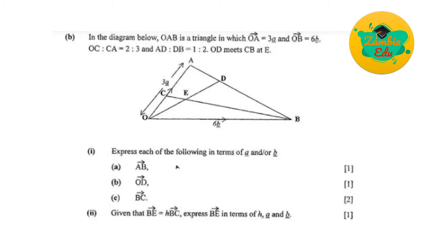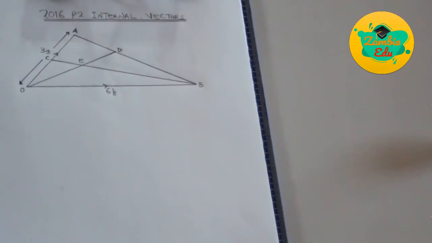OAB is a triangle in which vector OA is equal to 3A and vector OB is equal to 6B. OC to CA is equal to the ratio 2 to 3. And AD to DB is equal to the ratio 1 to 2. OD meets CB at E. And there is our diagram there which we are looking at. From reading, they've literally just explained what that diagram is representing.